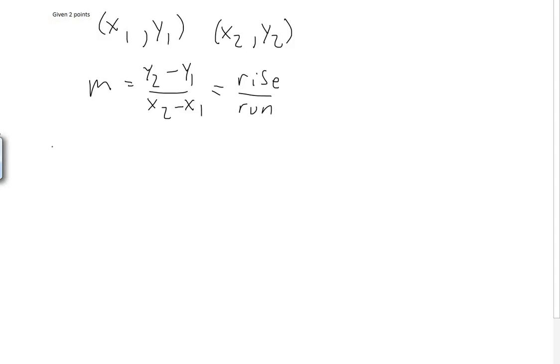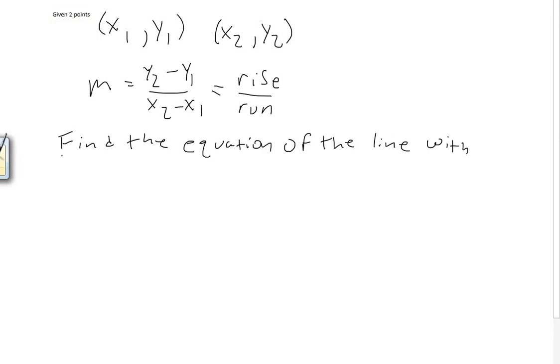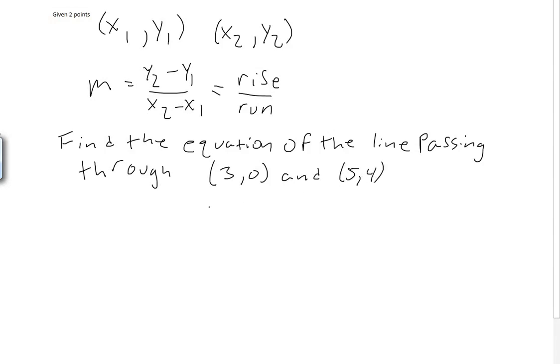So then say I ask you to find the equation of the line, or I'm not going to give you the slope actually. Let's just say find the equation of the line passing through these 2 points. Say 3, 0 and 5, 4. Notice they didn't give me the slope, they didn't give me the y-intercept either, but they did give me 2 points, and I have some way of finding the slope.